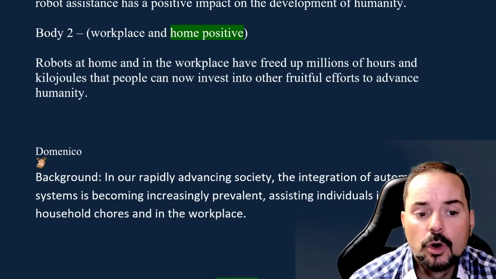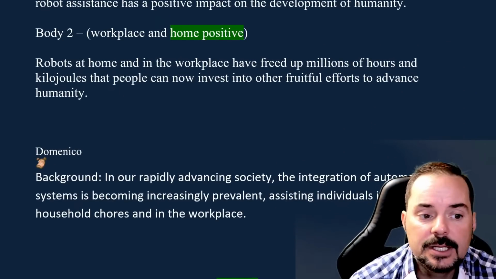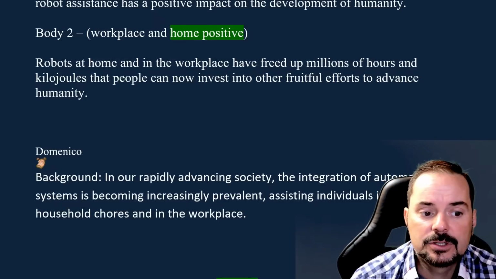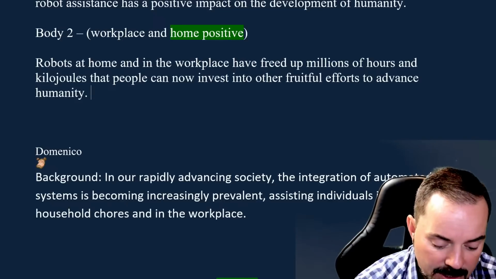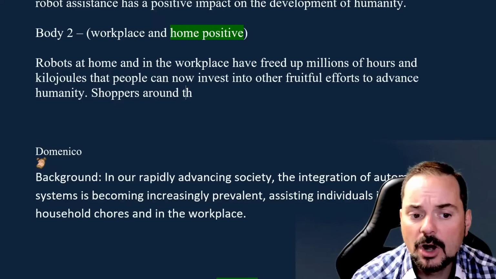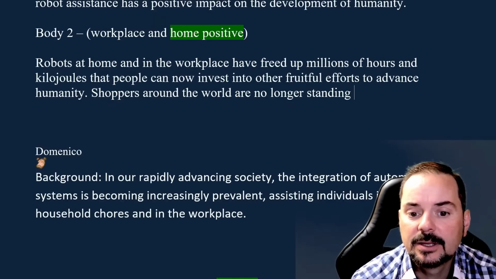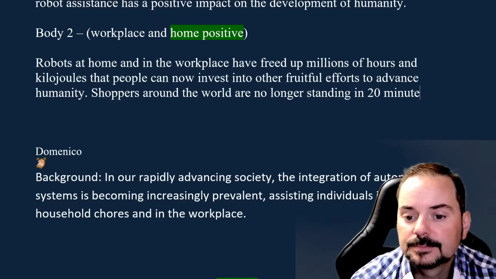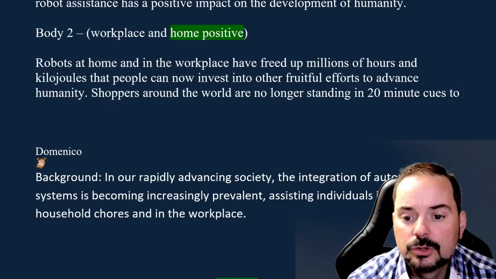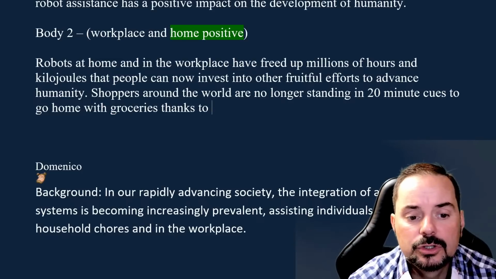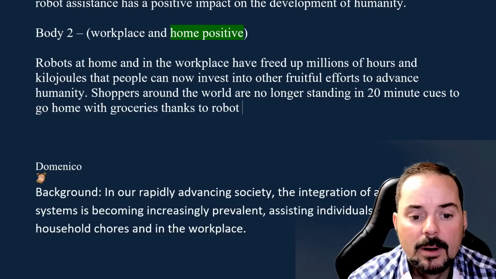We go, robots at home and in the workplace have freed up millions of hours and kilojoules that people can now invest into other fruitful efforts to advance humanity. Shoppers around the world are no longer standing in 20-minute queues to go home with groceries, thanks to robot checkouts.